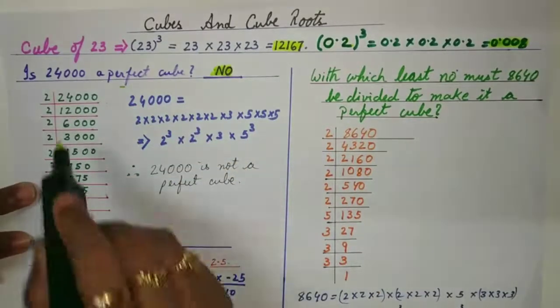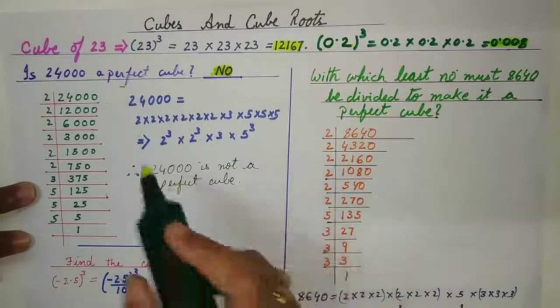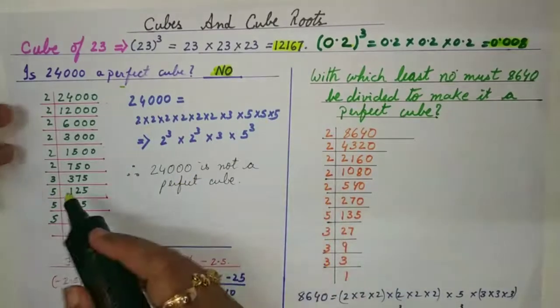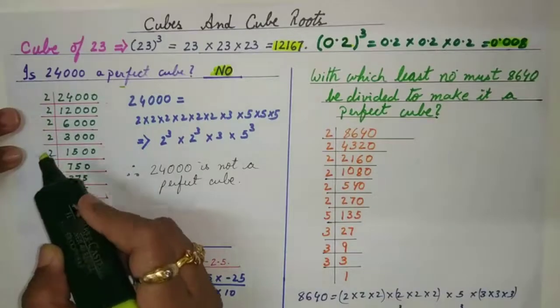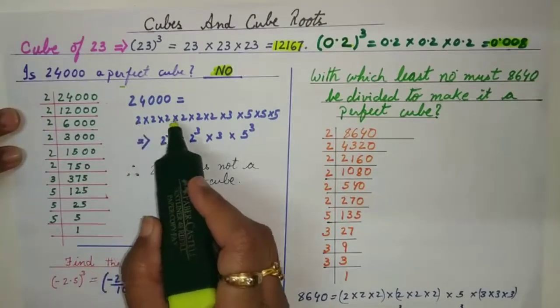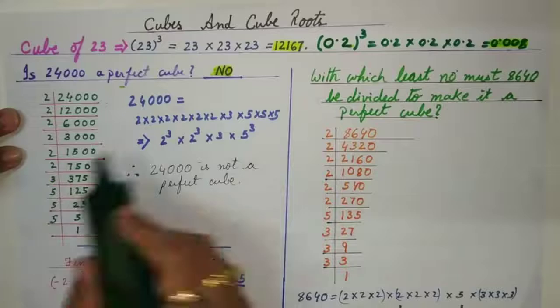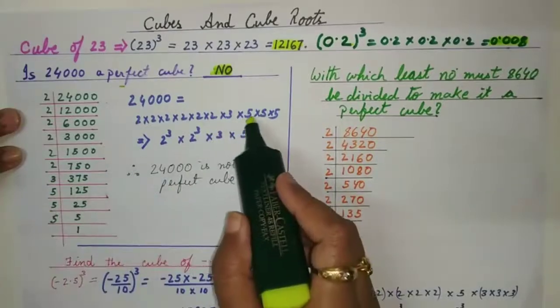So coming back, 24,000 is equal to all these numbers. Now how many numbers? We count: 1, 2, 3, 4, 5, 6 2's are there. 1, 3 is there. 1, 2, 3, 5's are there.